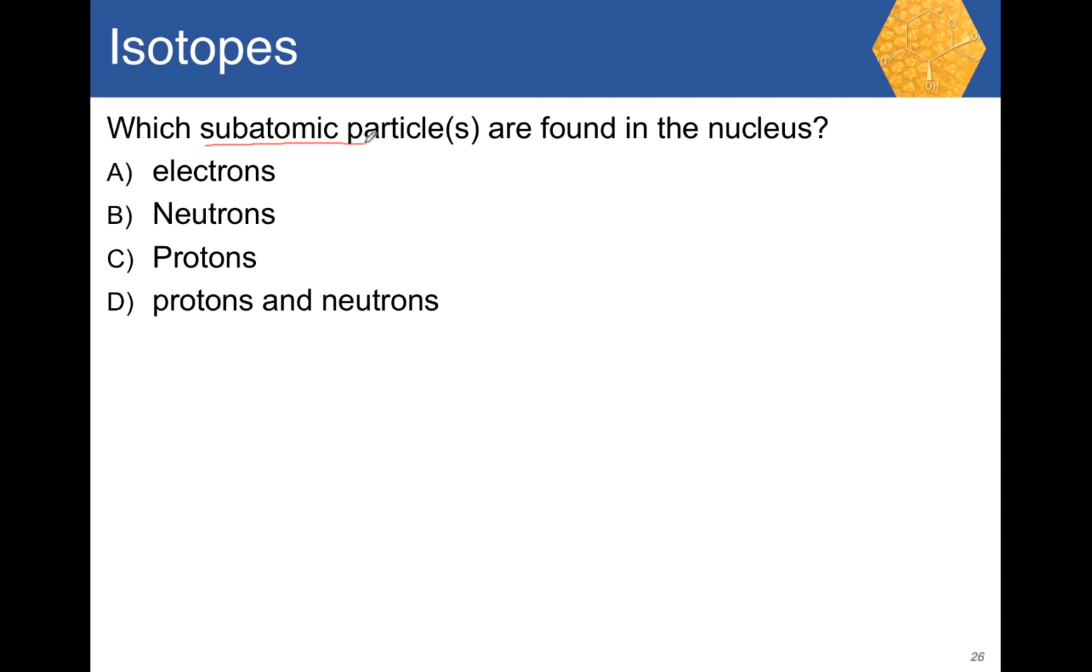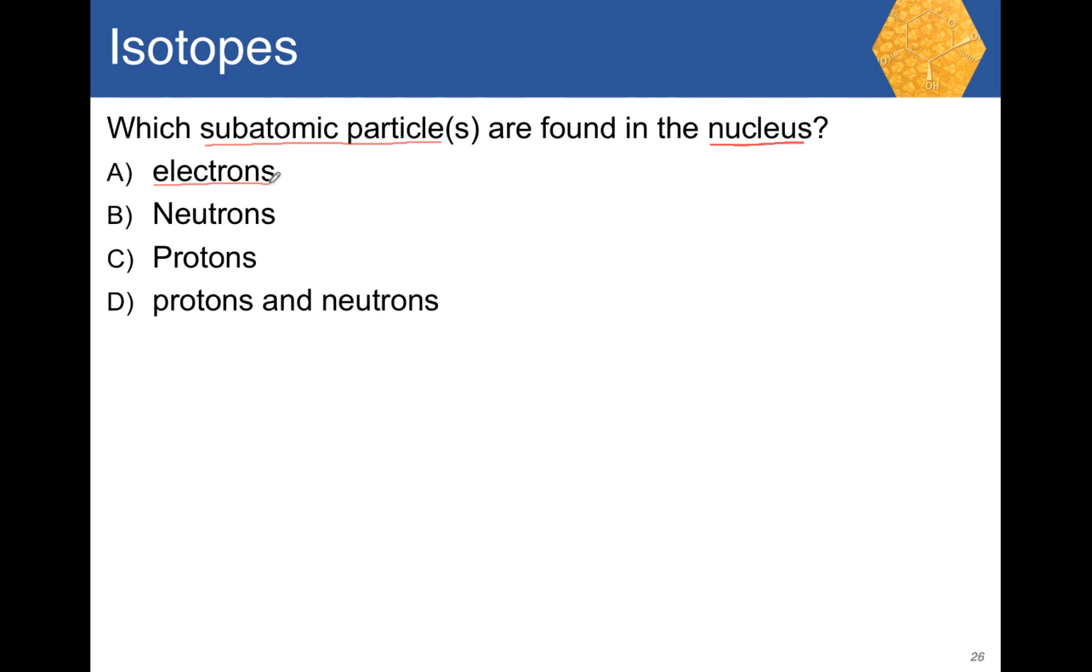Which subatomic particle or particles are found in the nucleus? So again, you need to visualize the nucleus. Remember, a sphere represents the atom, and within the center of that sphere is a nucleus which has the protons and neutrons. And outside of that sphere, you have the electrons. So let's look at the choices. Subatomic means within the atom, and in the nucleus.